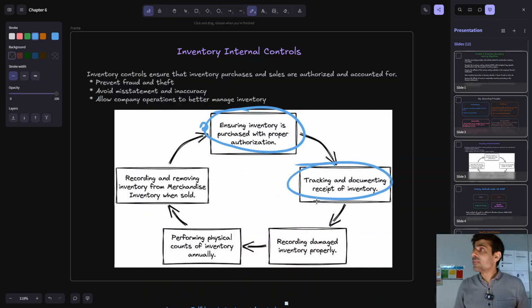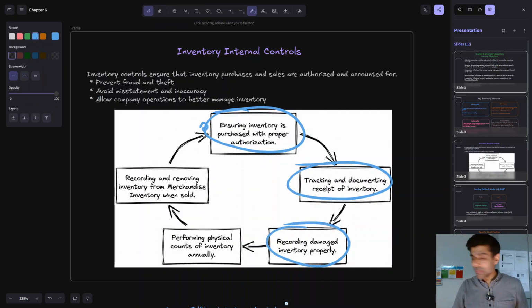Tracking and documenting receipt of the inventory. So again, when the inventory comes in, you want to make sure that it's what you ordered, and the quantity is what you ordered. So there's going to be some systems in place where the people at the warehouse have a kind of receiving slip where they are told what to expect, and then they'll count and make sure it's all there. Or if it's different, they're going to report that.